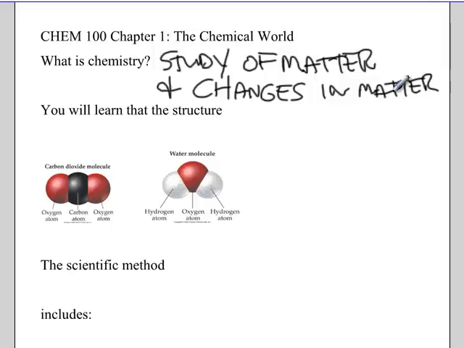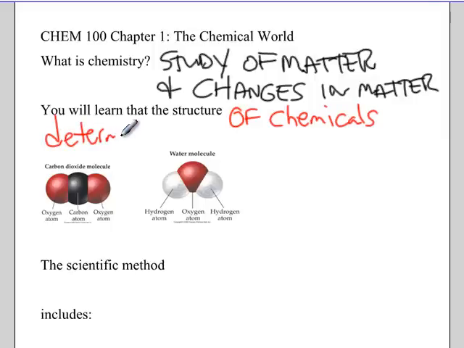What you're going to learn later on this semester is that the structure of chemicals, for example, on the left you have carbon dioxide, which is made up of 3 atoms, and on the right you have water, which is made up of 3 atoms. So in that sense, they're similar structures, but if you look, carbon dioxide is linear, water has the 3 atoms in a bent shape. The structure of chemicals is going to determine both their physical and their chemical properties.